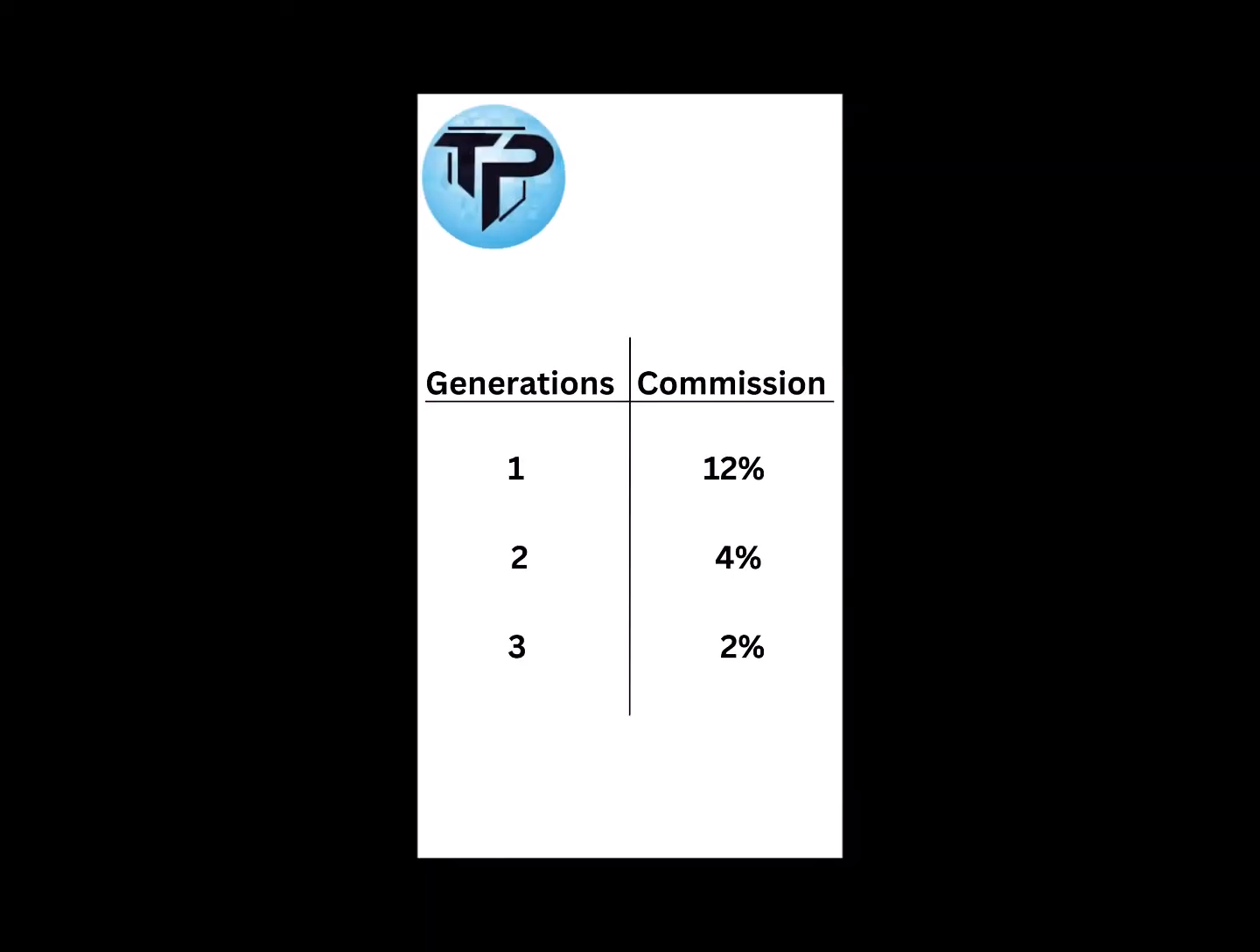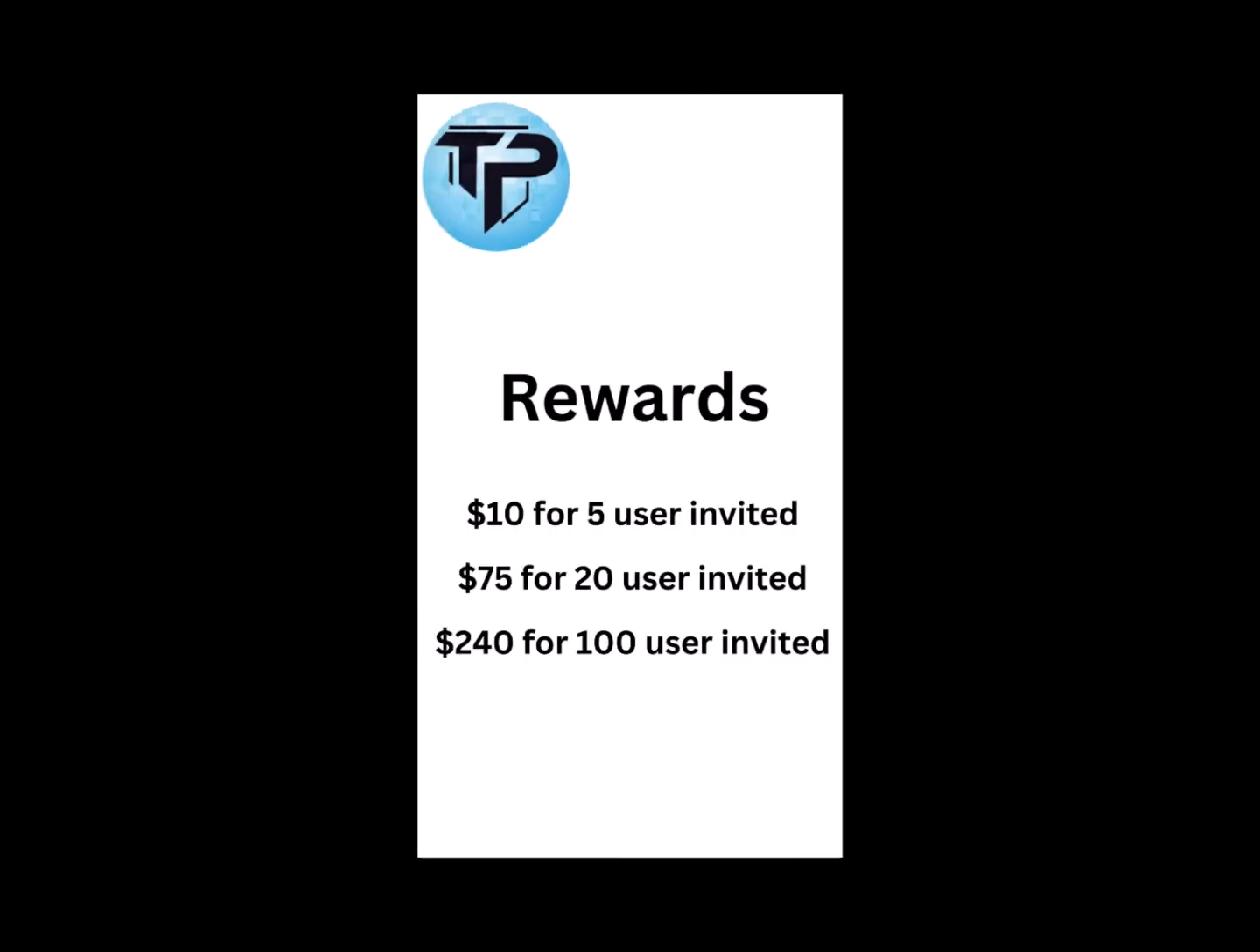Okay, so that's your earnings on the different levels, 12%, 4% and 2%. You also get other rewards for signing people up. If you sign up 5 people, you get a $10 reward bonus on top of that. If you sign up 20 people, you get $75. If you sign up 100 users, you get $240. There are other rewards over and above that, but sometimes I think too much detail can bog you down a little bit. But just be aware, the more people you introduce, the more rewards you get.